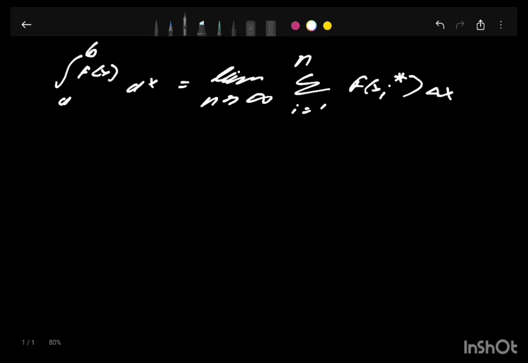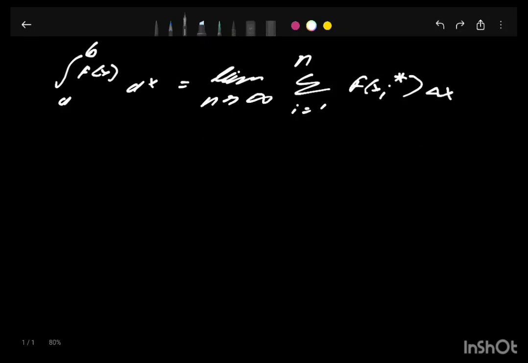Everyone. I'm going to be explaining why we can write the integral from a to b of f of x dx, and why it is equal to the limit as n approaches infinity of the sum from i equals 1 to n of f of x sub i times delta x. And I'm going to show you how we got this.